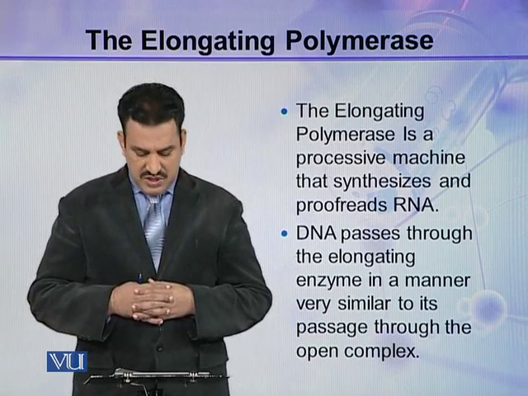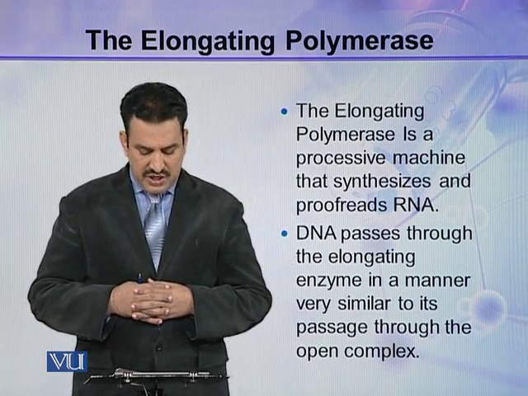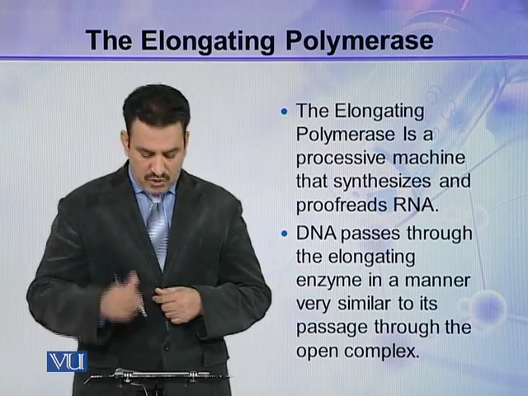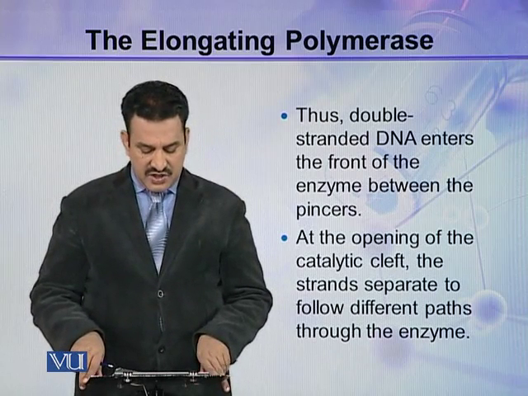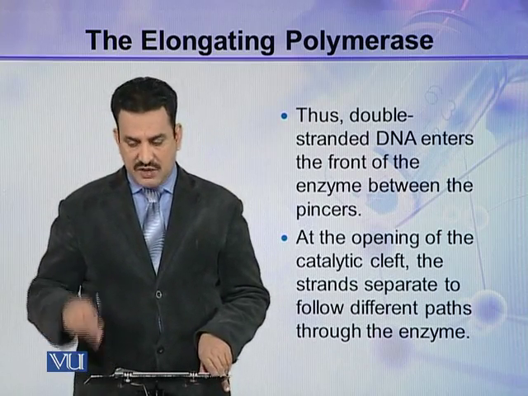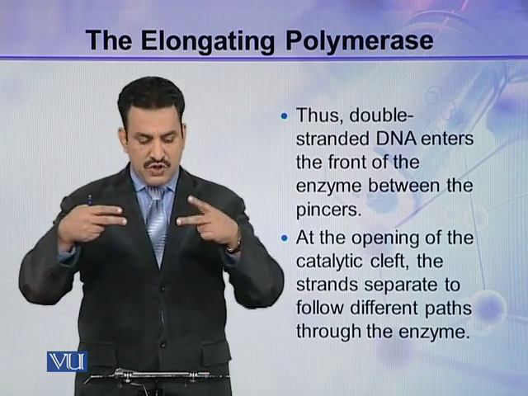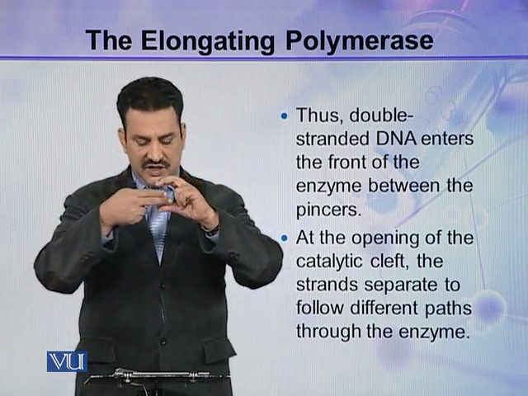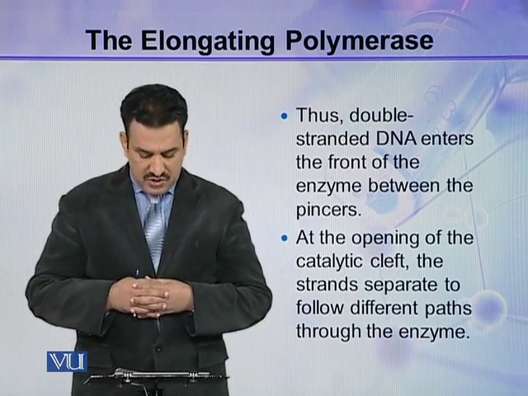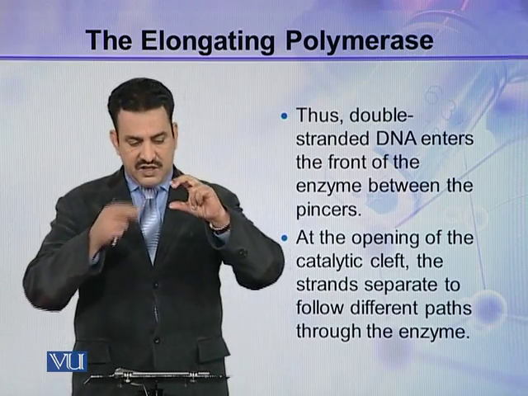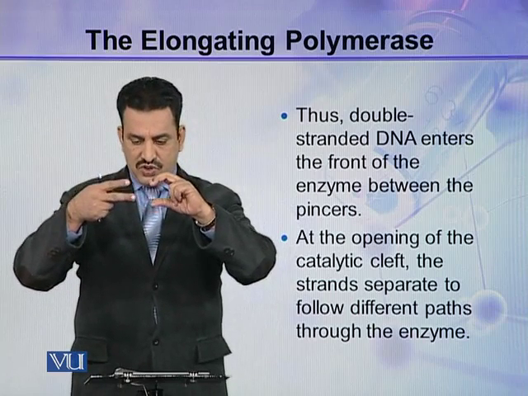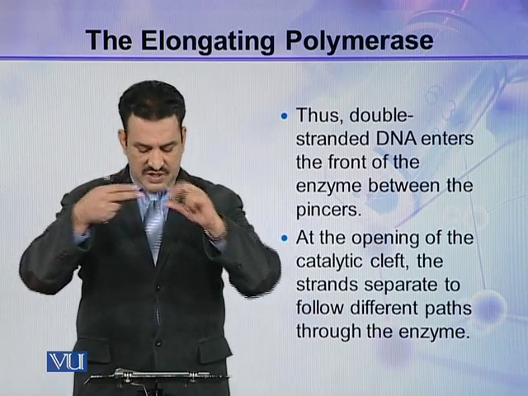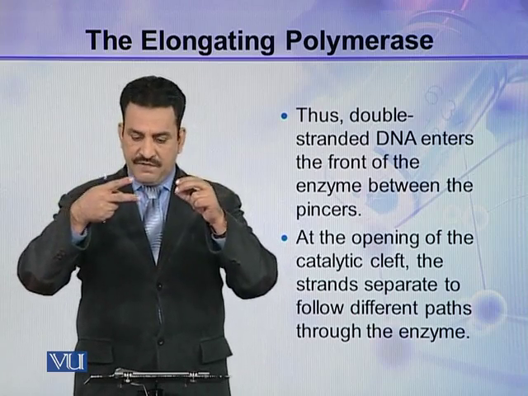DNA passes through the elongating enzyme in a manner very similar to its passage through the open complex. Thus, double-stranded DNA enters the front of the enzyme between the pincers like this, at the opening of the catalytic cleft, and then there is the catalytic cleft, and at the opening the two strands separate and they follow different paths.